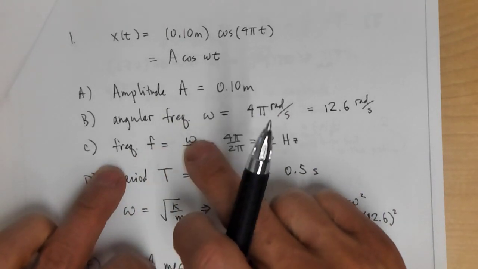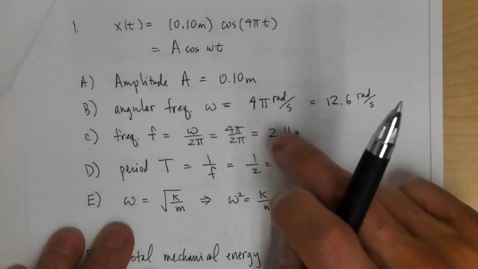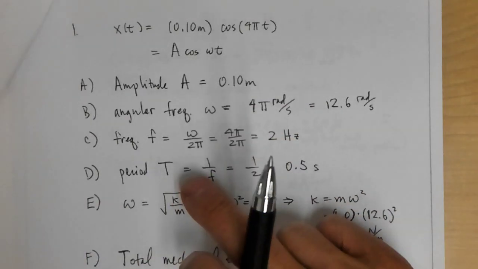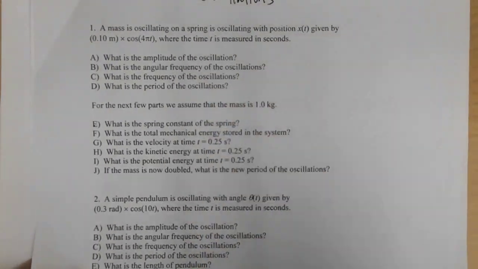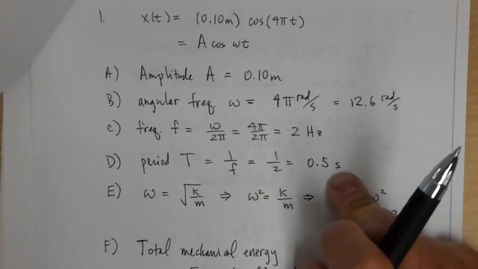Then we want the frequency. That's omega divided by 2 pi, so that's 4 pi divided by 2 pi, which is 2. So 2 hertz. Then we want the period. The period is 1 over the frequency, so that's 1 over 2, which is 0.5 seconds.